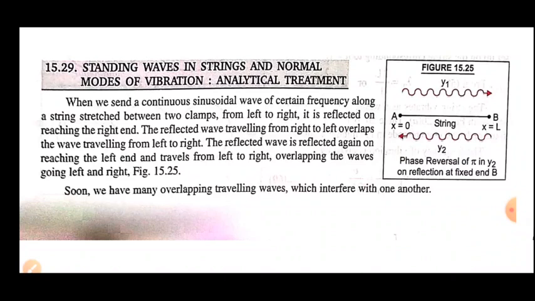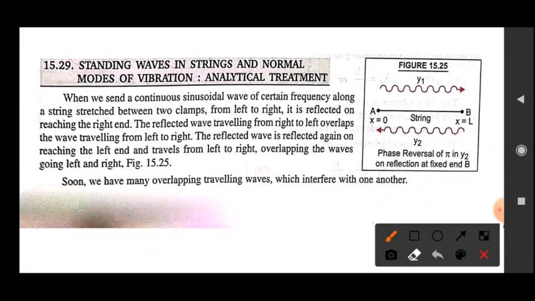So for that treatment, as you know, whenever we are sending any sinusoidal wave that has some frequency, and we have used a string, like in the figure you can see from A to B, a string of length L. Now in this string, a wave that has displacement equation y1 is sent to the right side, and there is a boundary at B, the string is fixed between two ends A and B. After reaching B, it will return back, and it will have the displacement y2 in the negative x direction.